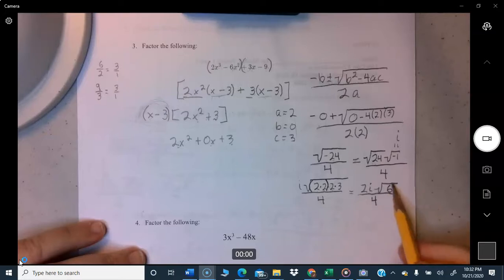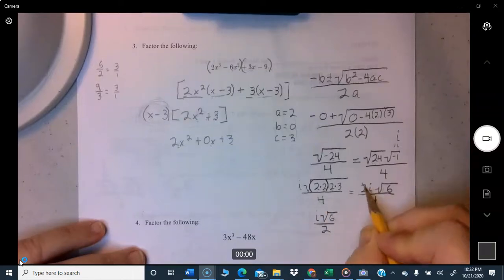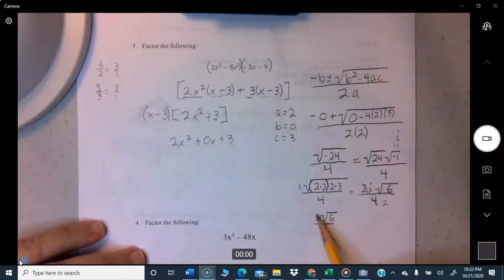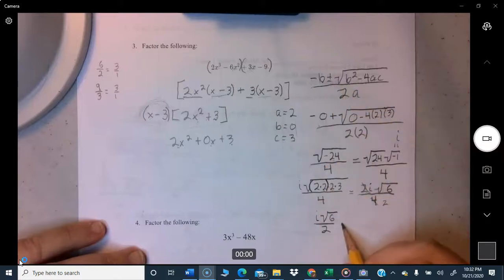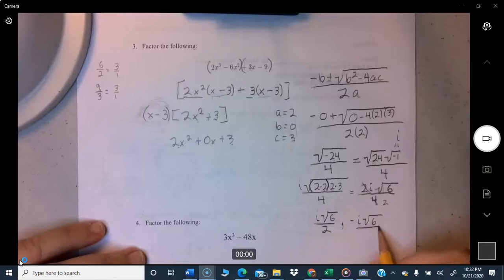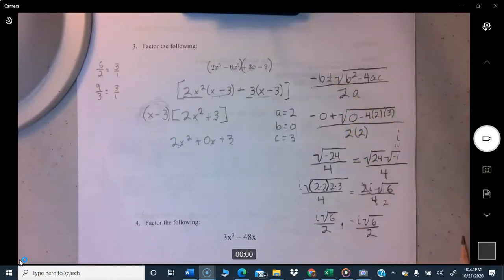Okay, so we can't do anything more with this. What we can do is reduce the 2i over 4 to 1 over 2. And the 1, you don't have to write it. So it becomes i root 6 over 2. This canceled to become a 2. Okay? There we go. That's as simplified as we can get it. Now we have to put a minus sign in front of it. Okay, so that's the plus and minus part of that. There's two roots there.